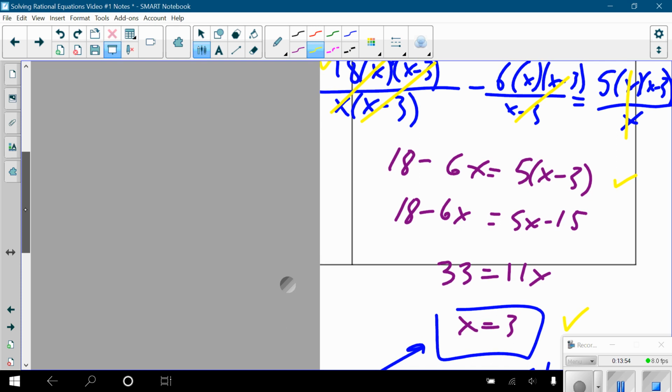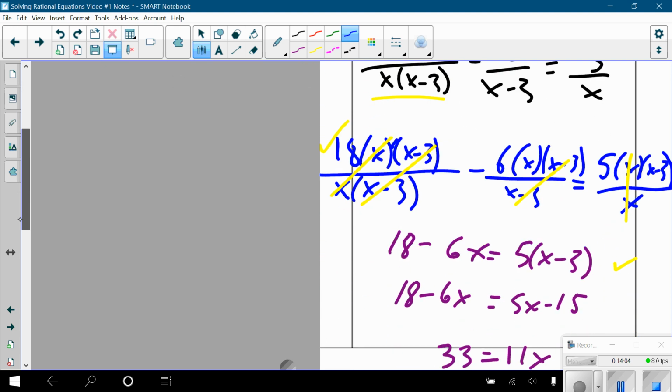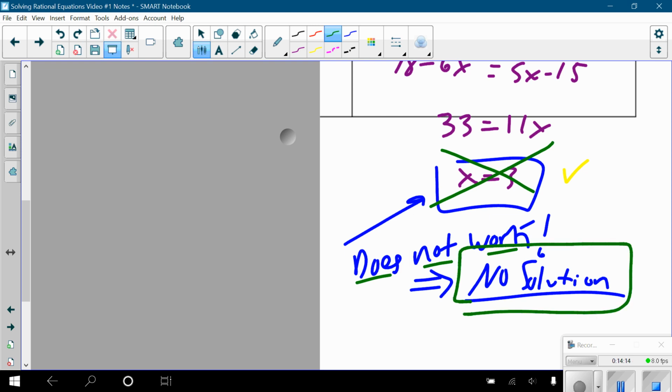Now be careful here. If you go back up to the original equation, if you plug in 3, it makes this denominator and this denominator 0. Makes a denominator 0, meaning x equals 3 is an extraneous solution. It does not work. So what do you do with it? You cross it off. It doesn't work. So what are you left with? Well, you're left with nothing. And your answer is no solution. Okay. That concludes this solving rational equations video number 1.